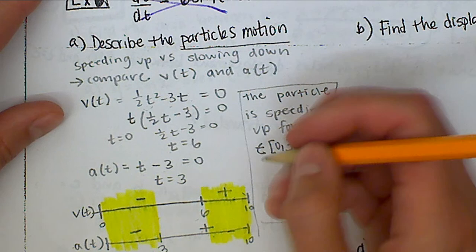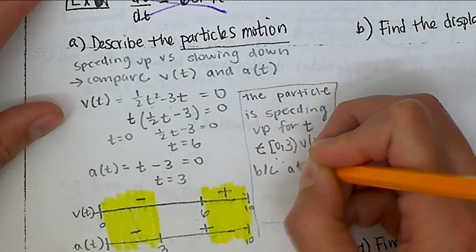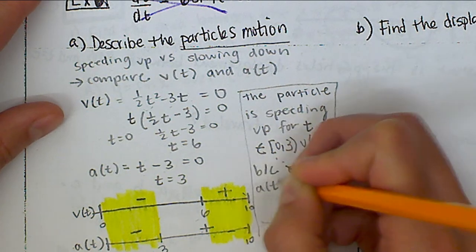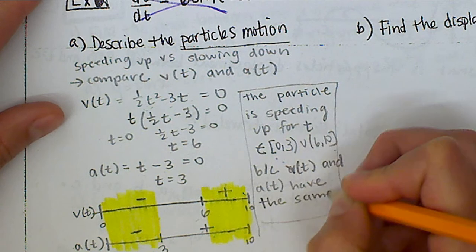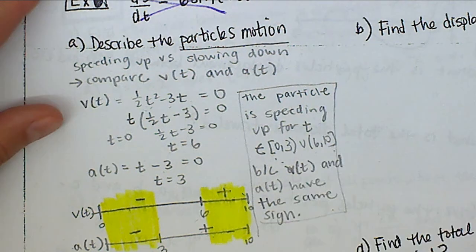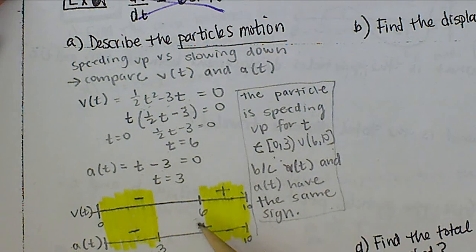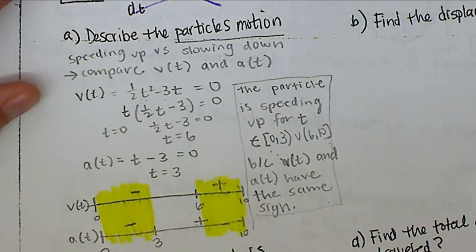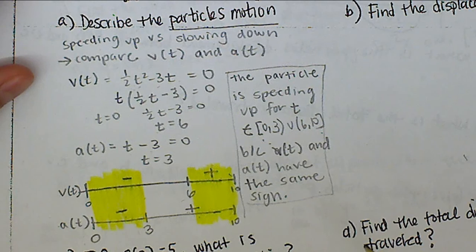And I'll write this explanation because v of t and a of t have the same sign. Okay. And you could write a similar sentence explaining that it is slowing down from 3 to 6 because v of t and a of t have different signs. That's describing the particle's motion. This is review from first semester. Everything else is pretty new.